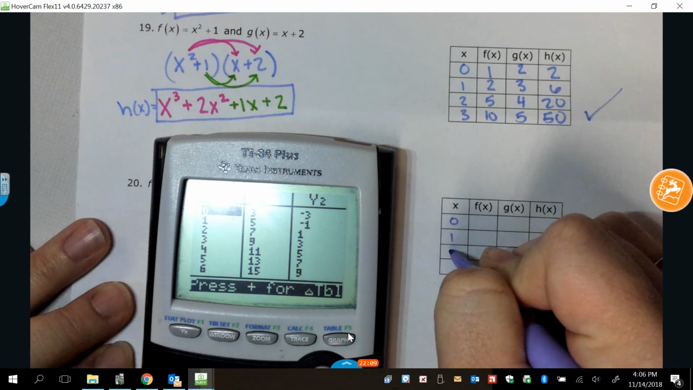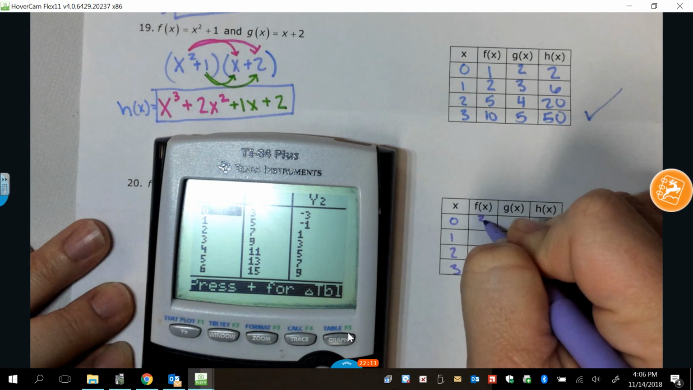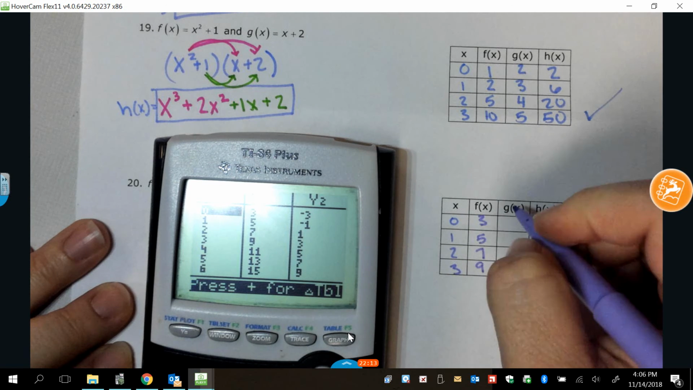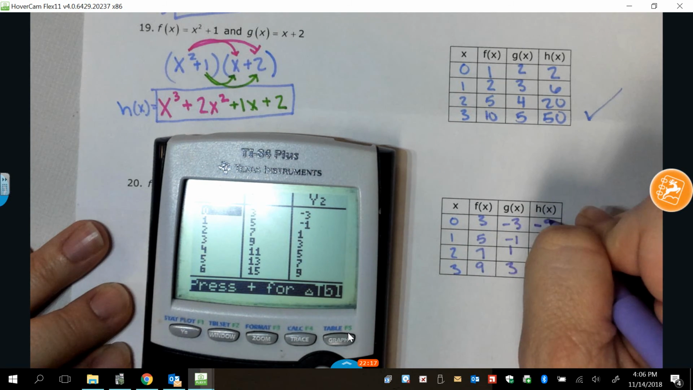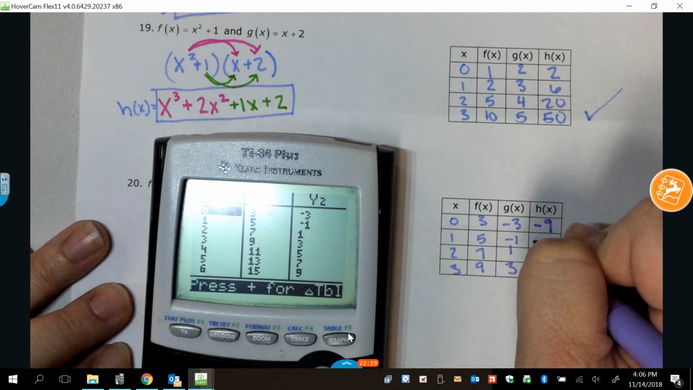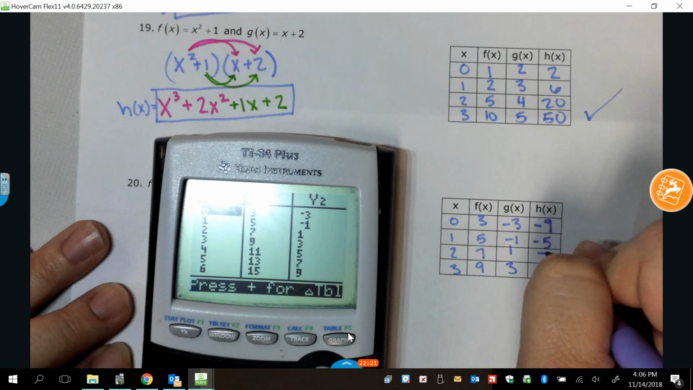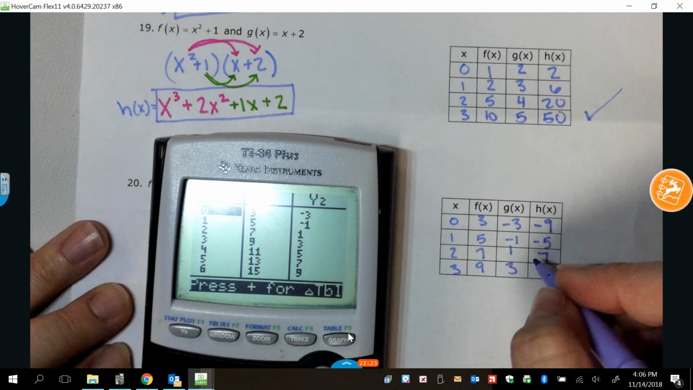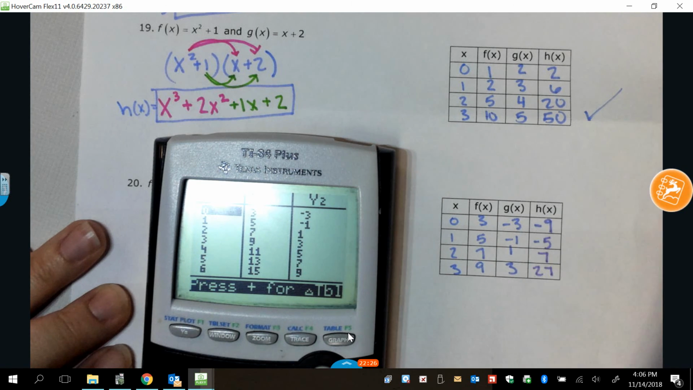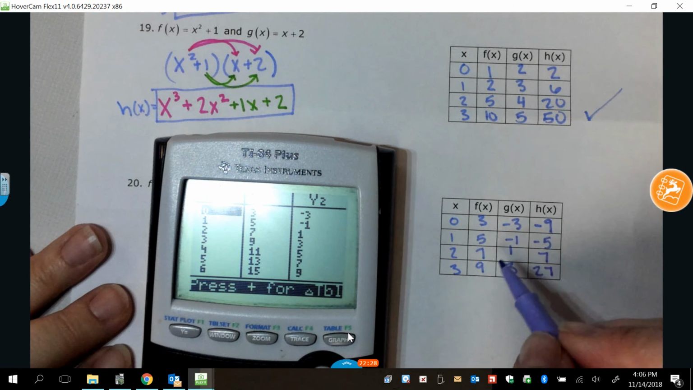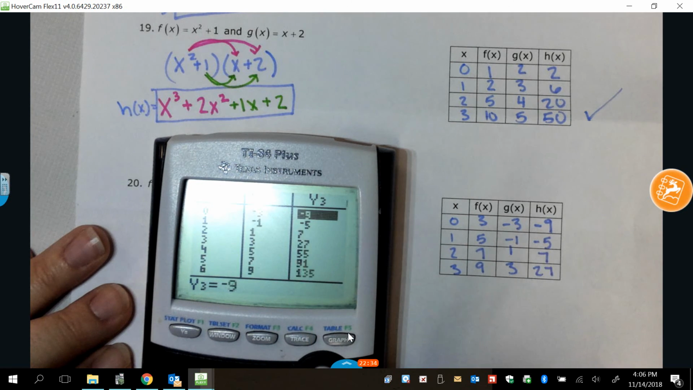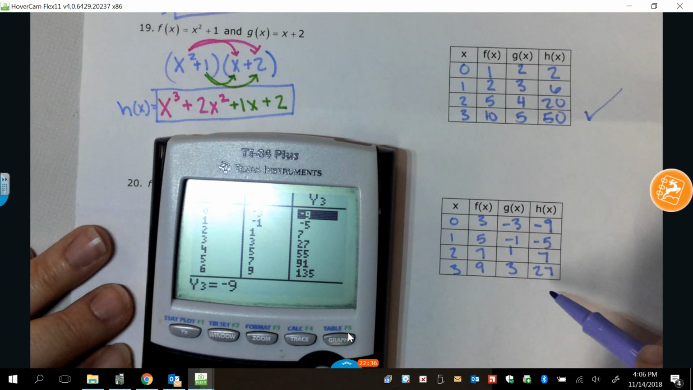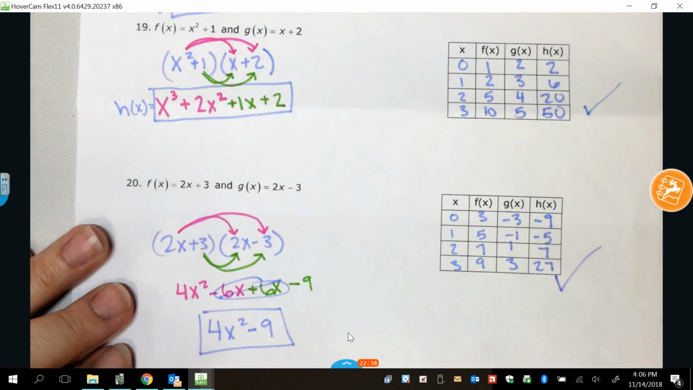So 0, 1, 2, 3, 3, 5, 7, 9, negative 3, negative 1, 1, 3. 3 times negative 3 is negative 9. 5 times negative 1 is negative 5. 7 times 1 is 7. 9 times 3 is 27. Now, if you don't know these, guys, you can do it in the calculator on your home screen. 3 times negative 3. Okay, it'll tell you. So let's check our y3. Negative 9, negative 5, 7, 27. That's right. And we're done.